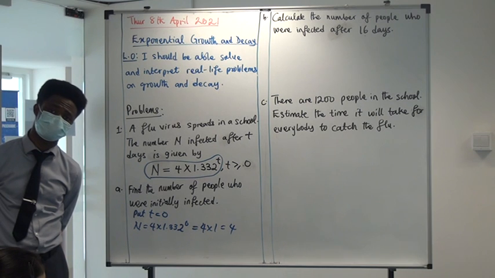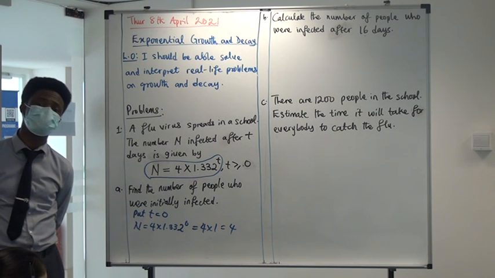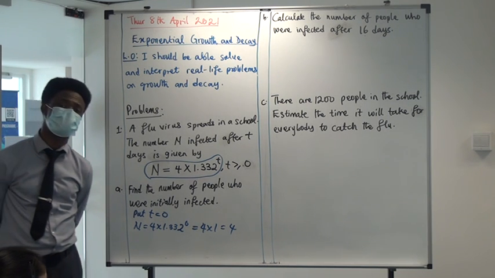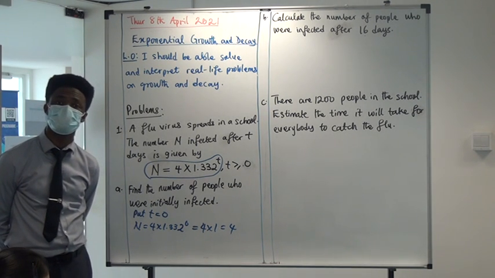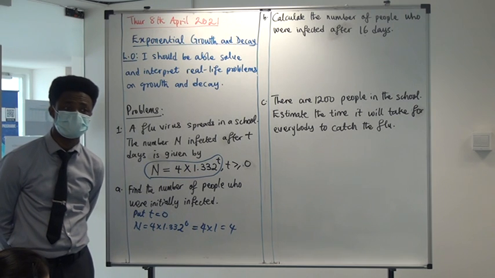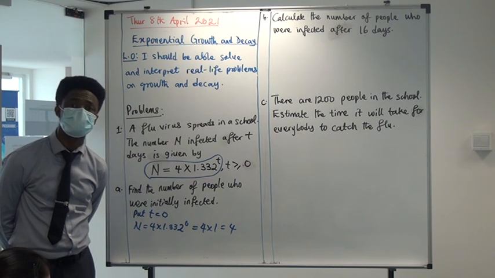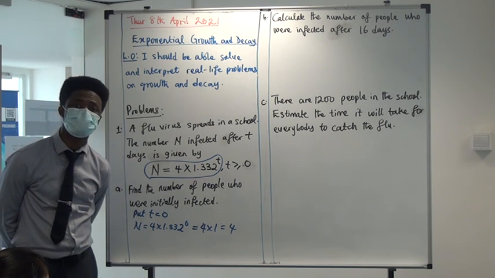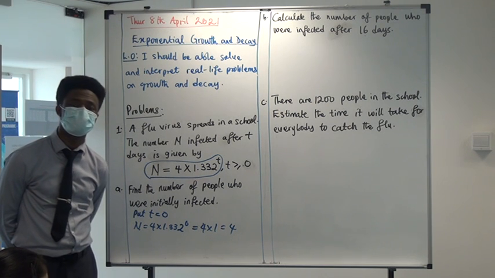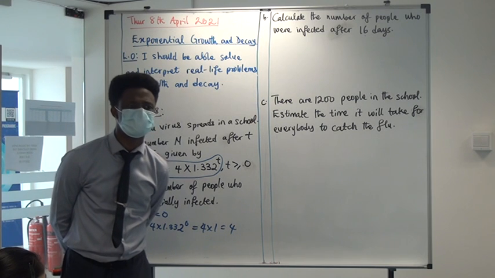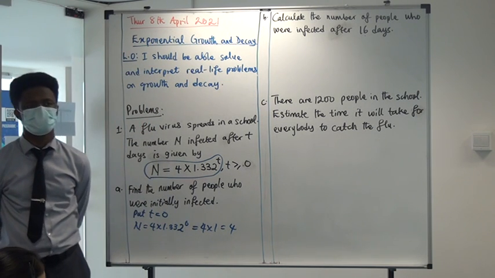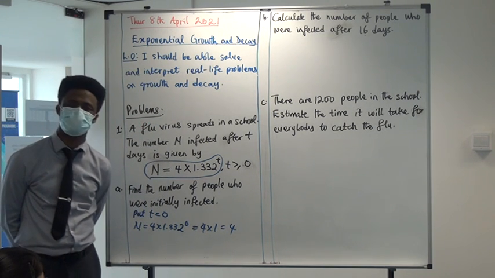King. You need to state 4 as a number. What did they say? I didn't hear that. State 4 as a number of people initially infected. You need to state that 4 is the initial amount of people that was infected. What do you mean by state?